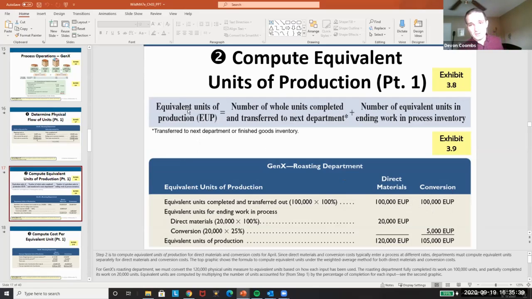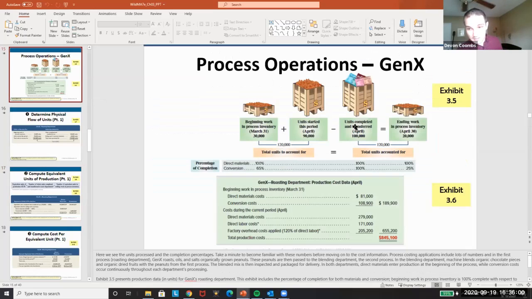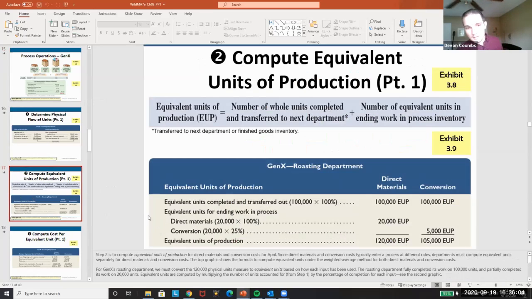It says equivalent units of production is equal to the total number of units completed and transferred to the next department, plus the number of equivalent units in ending work in process inventory. What we're saying in this example is that we know we completed and transferred out 100% of our direct materials and 100% of our conversion costs. That's what we see here: units completed and transferred out, 100%. So we know we've done 100% of that out of 120 units.